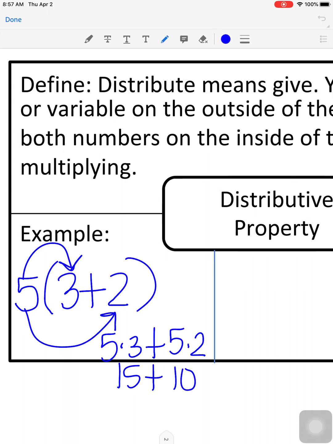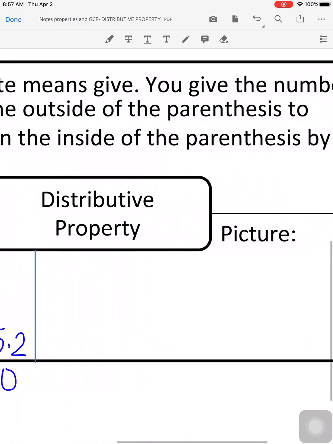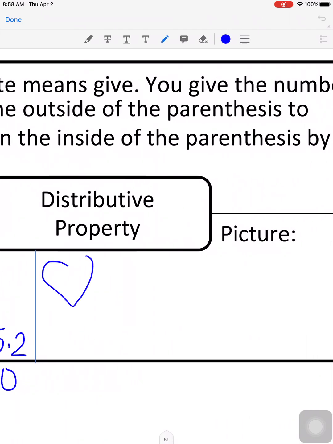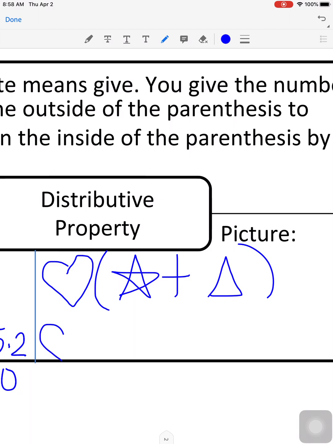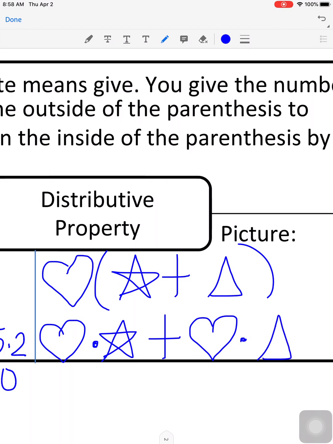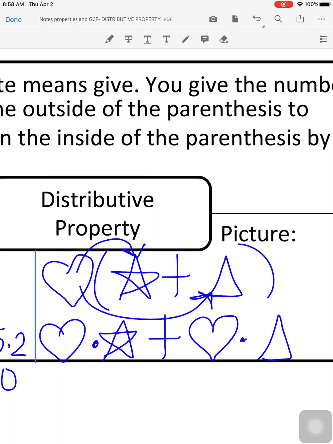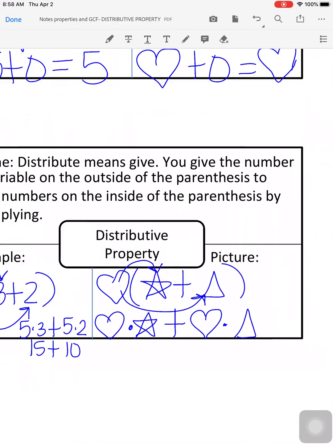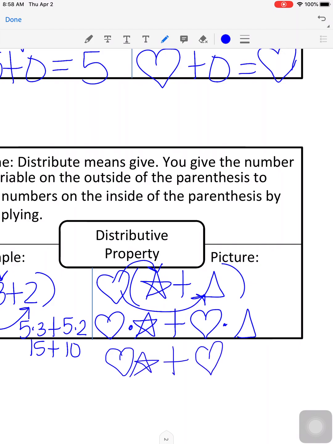Alright, and let's do a quick example. Alright, and that is the distributive property. So this in essence will give us heart star plus heart triangle.